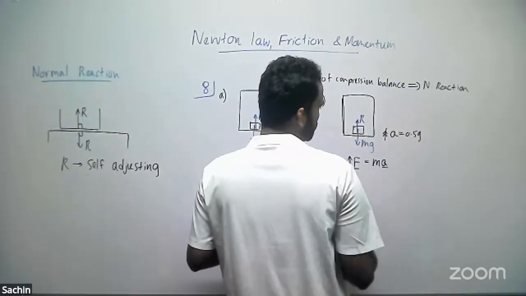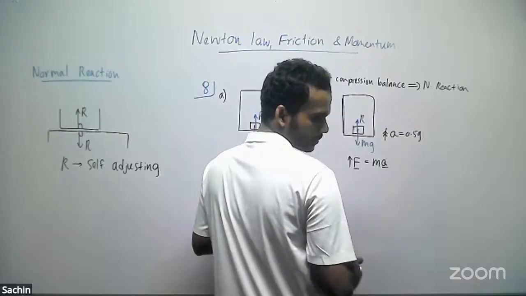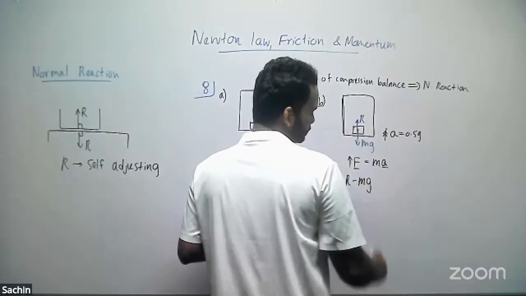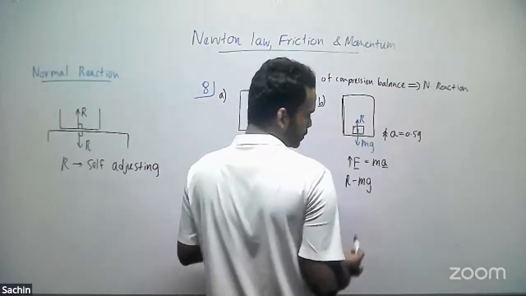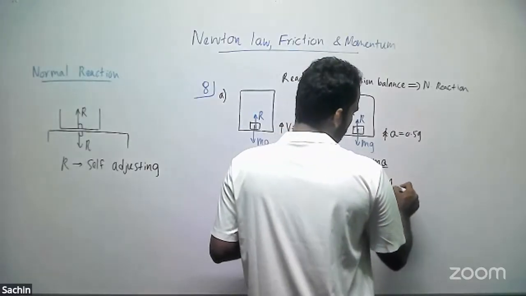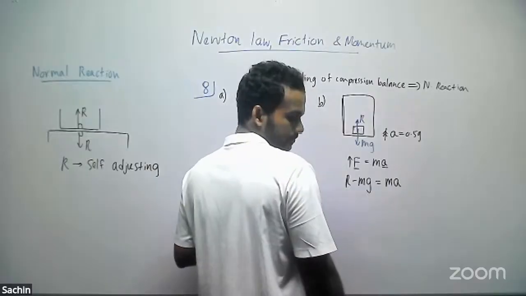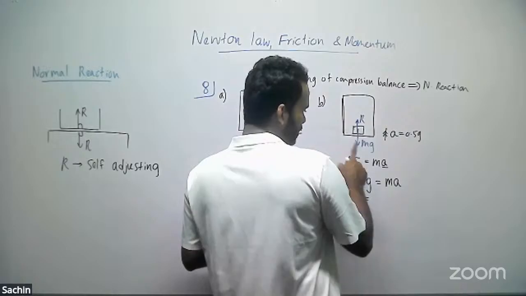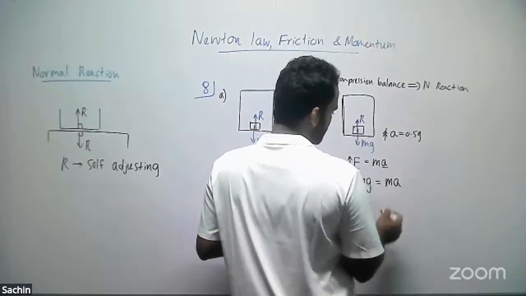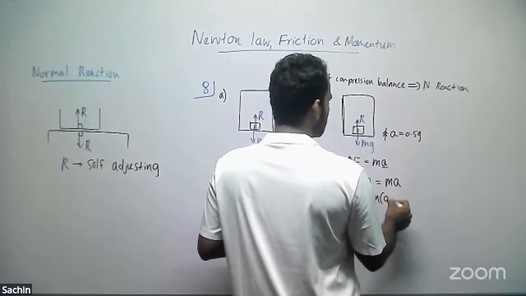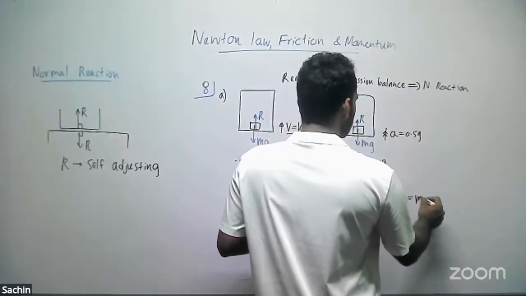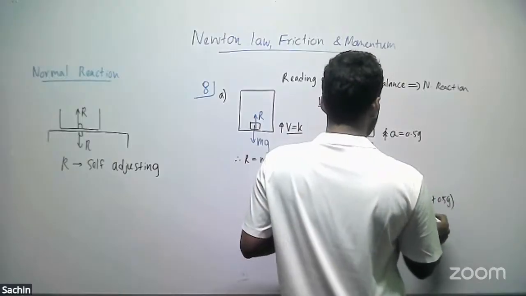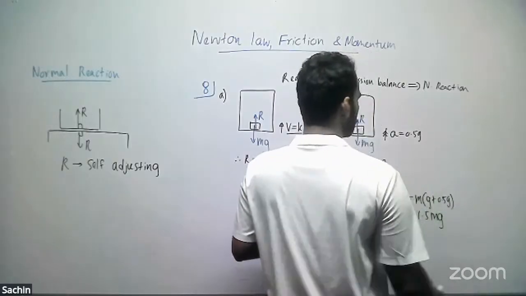Here, second law. So when you apply Newton's second law, the upward unbalanced force R minus mg is equal to ma. So upward unbalanced force R minus mg should be equal to mass times the acceleration. So R should be equal to m(g plus a). So here the acceleration is given 0.5 g. That means the reaction here should be 1.5 mg.